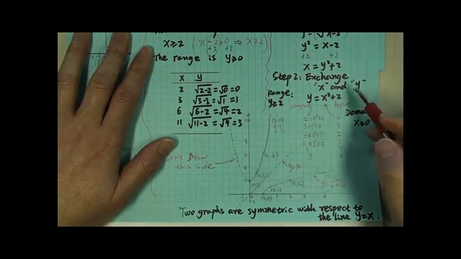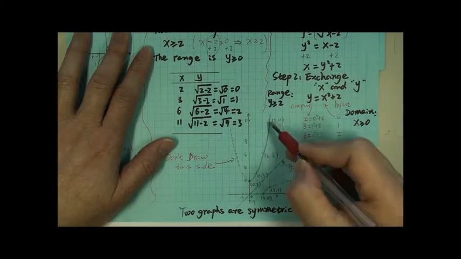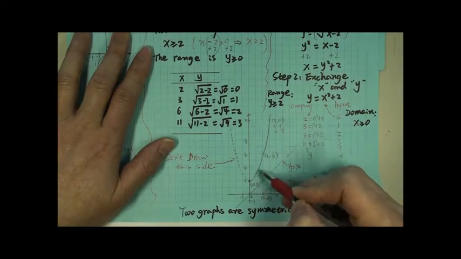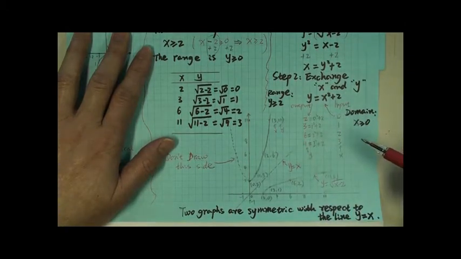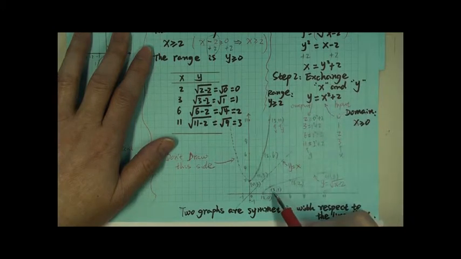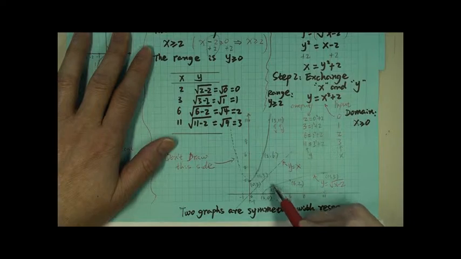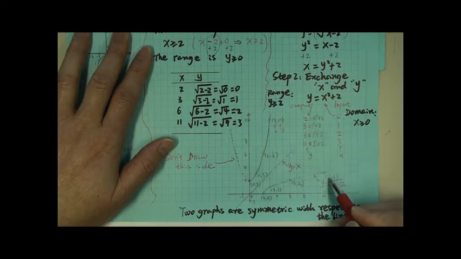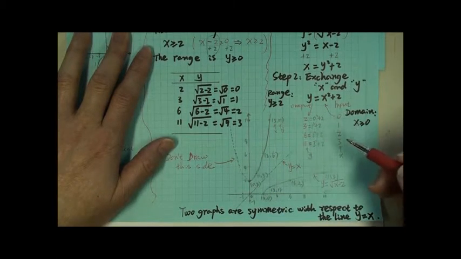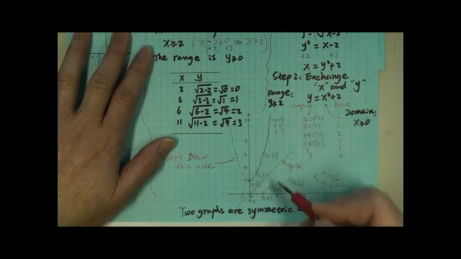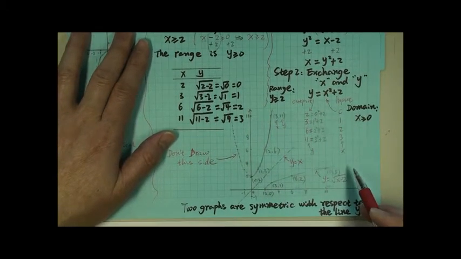Now you can see, connect all those 4 points. That would be the graph of this inverse function. And then look. Here is 2, 0. Here's 0, 2. Here is 3, 1. Here's 1, 3. And here's 6, 2. Here's 2, 6. Here's 11, 3. Here's 3, 11.